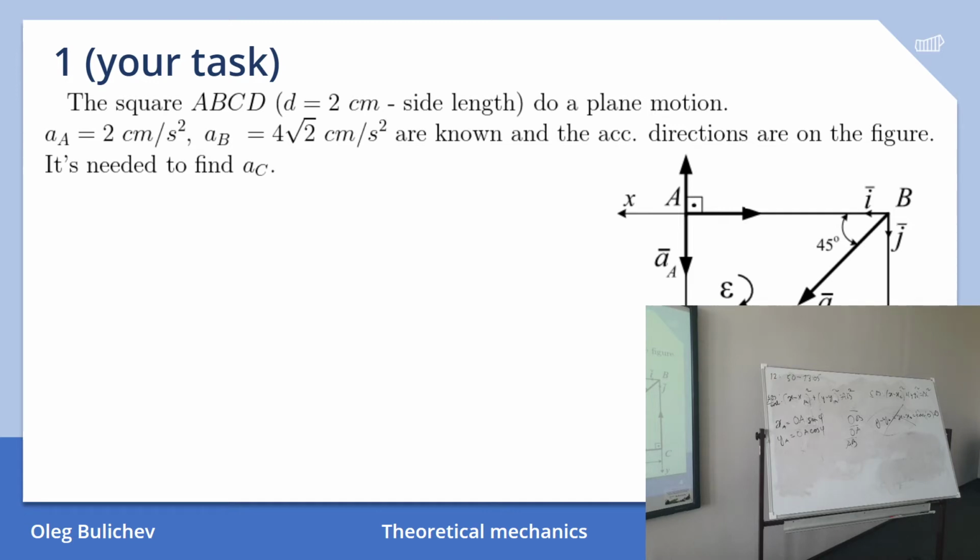So let's go briefly through the task so that you will get it correct. We have this square. It makes some plane motion. We know the length as usual. The task provides us the accelerations for point A and point B. It's A, B, B and A.